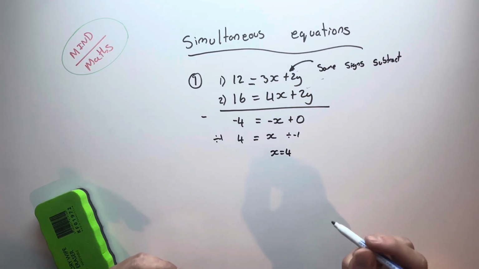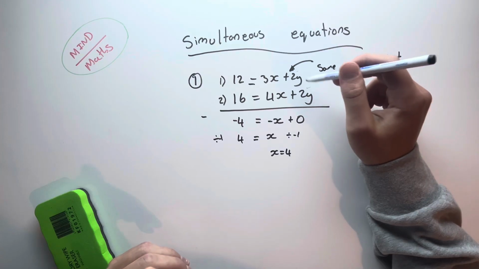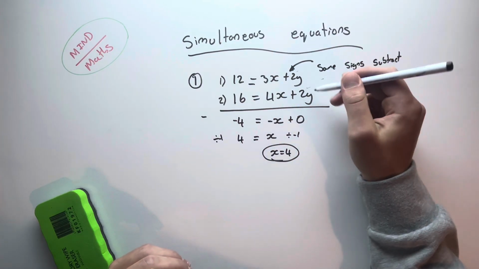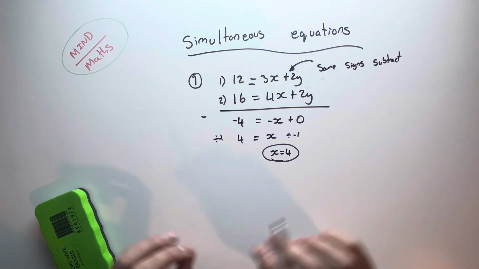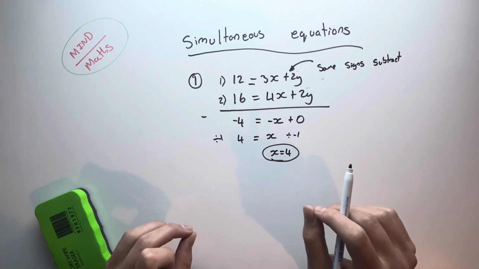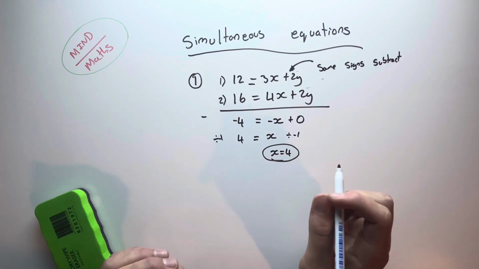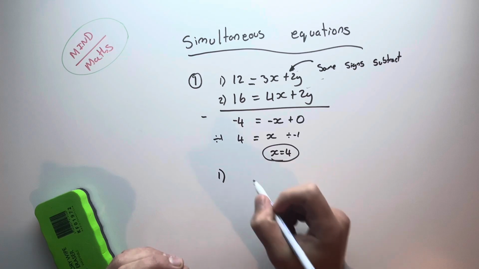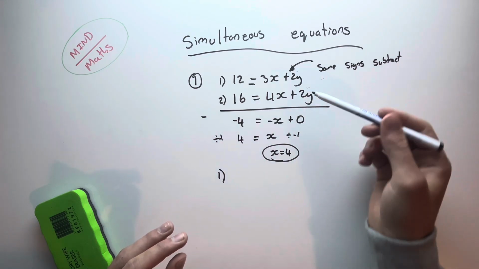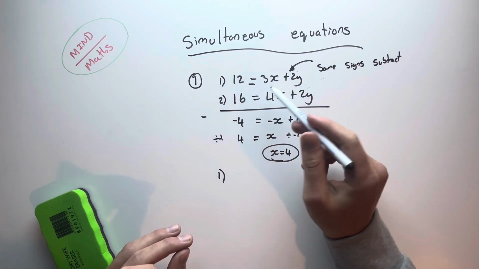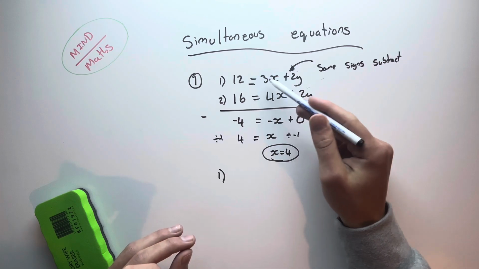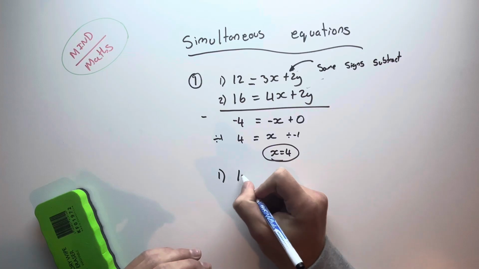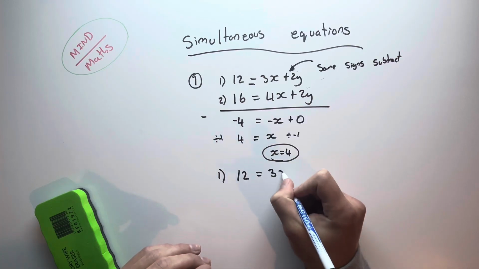Now to work out the y value, we need to substitute this x value back into one of those two equations. You can choose either one, it does not matter. So let's go with equation 1. You can do literally either of them, however I think equation 1 will be a bit easier as they are lower numbers. For example, there's a 3 here and a 12 there compared to the 16 and the 4. So you just simply get your equation, 12 is equal to 3x plus 2y.